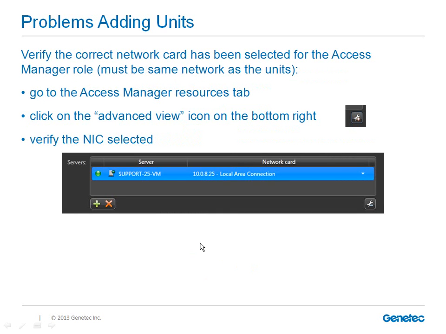Also in the Access Manager, under the Resources tab, make sure we have the correct network cards selected. You can do this by first clicking on the Advanced View icon on the bottom right of the server list. This is what it'll look like when it's collapsed, and you won't be seeing your network card. When you do have the Advanced View expanded, you'll actually be able to select your network card from here.